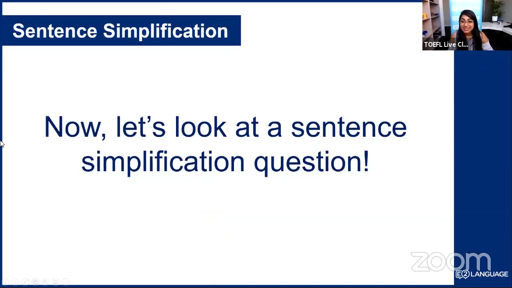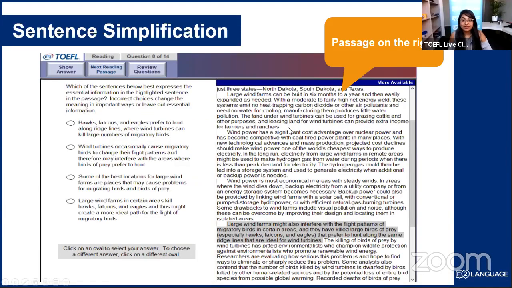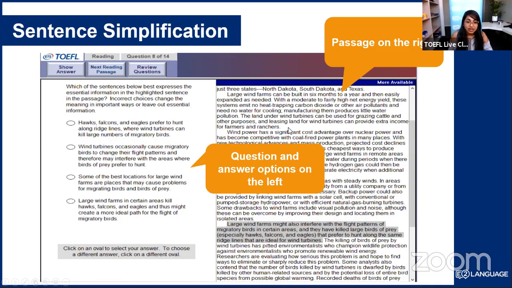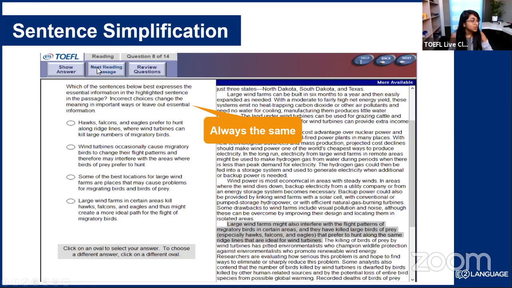Well done. We're going a little bit over time, so let's quickly go through the sentence simplification questions. Again, this is what it looks like. You've got the passage on the right, question and answer options on the left. The question will always say the same thing: which of the sentences below best expresses the essential information in the highlighted sentence in the passage. Incorrect choices change the meaning in important ways or leave out essential information. This is always what the question will say. When you see this question, you know it's a sentence simplification type of question.